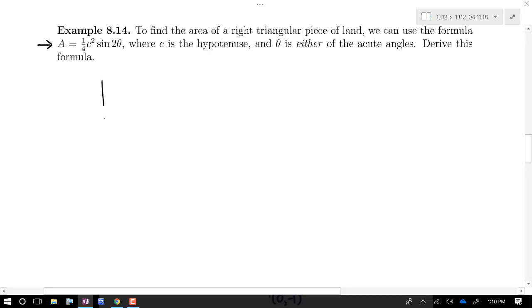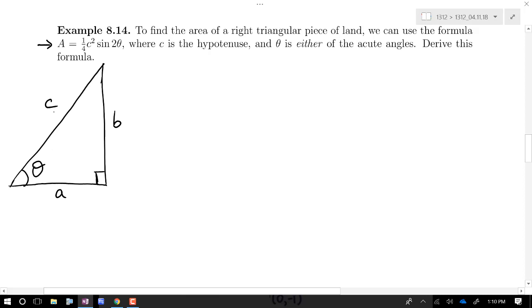Okay. So here's a nice right triangle. And let's say I'll just use this angle here, call that theta. It'll work either way, though. Label our sides, A, B, and C. Of course, C has to be the hypotenuse. We want to find the area of this right triangle. We want to show that the area is equal to this formula up here. But we're starting with a right triangle. What is the area? How do we usually find the area of a triangle?